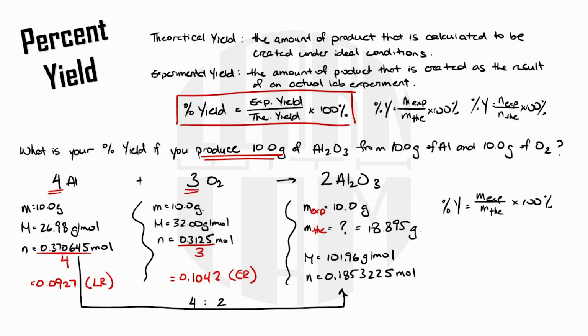Anyway, to calculate percent yield, I simply substitute in my experimental and theoretical masses, so 10.0 grams divided by 18.895 grams times 100% gives me 52.9%. And that's all there is to that.